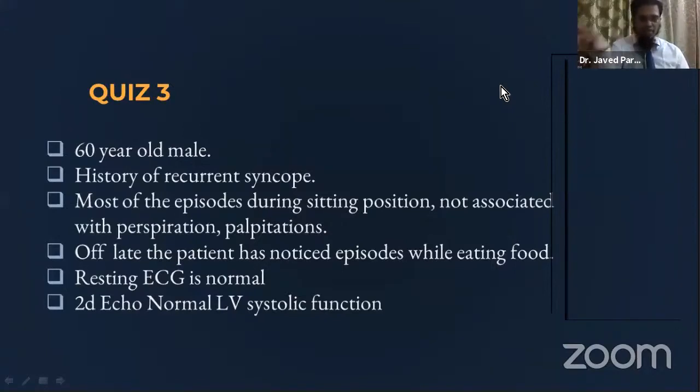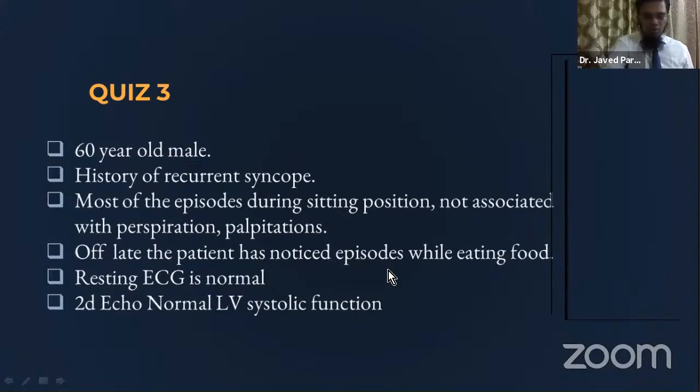I'll just summarize the history. There is an elderly gentleman with a history of recurrent syncope, and most episodes are occurring in sitting position, not in supine position. The symptoms appear to be atypical for a vasovagal syncope, as he doesn't have perspiration and he doesn't have palpitations as well. So we don't think there is a tachyarrhythmia going on, but we still need to confirm. And something very characteristic which he mentions is that there are episodes while eating food, and the resting ECG is normal.